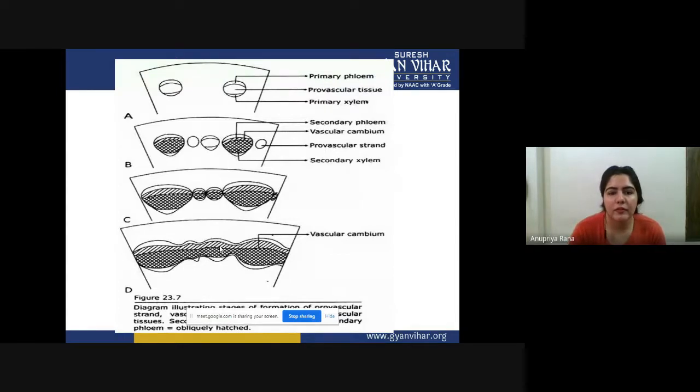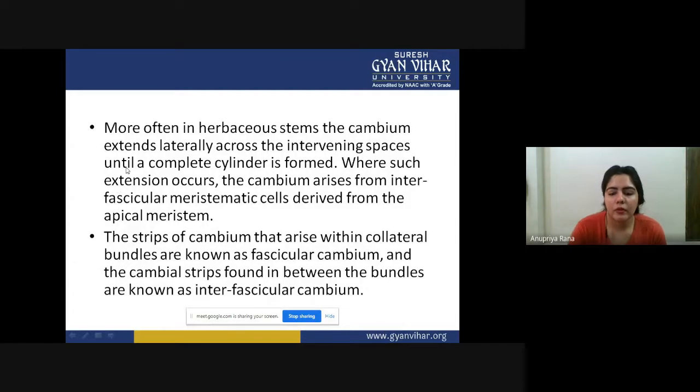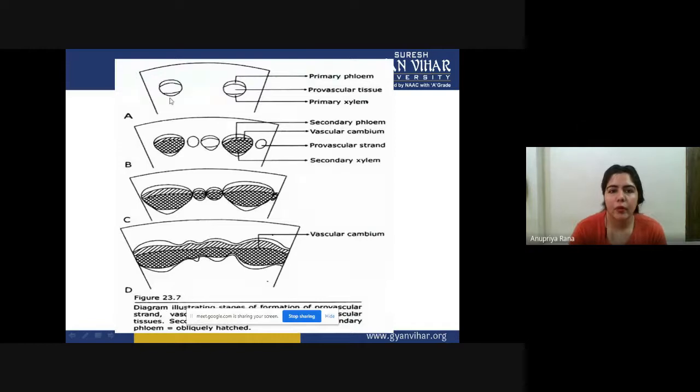You can see these. Suppose this is the fascicular cambium, and the gaps between here are isolated. This is the primary phloem and primary xylem. But the center one, the provascular tissue, will convert into the cambium tissue. So if we see, they will be present like this. They are the two isolated patches.